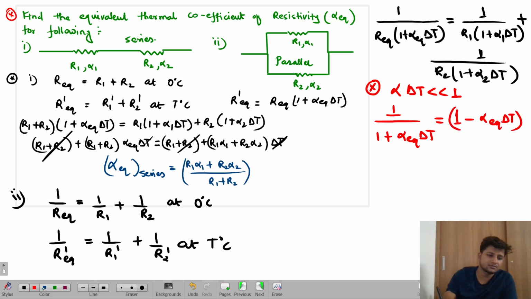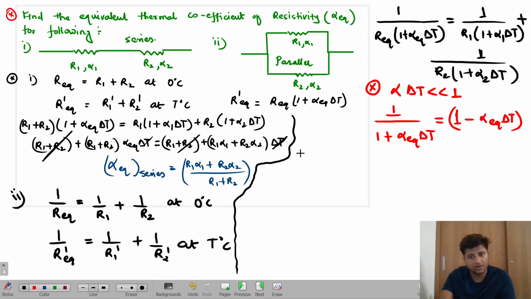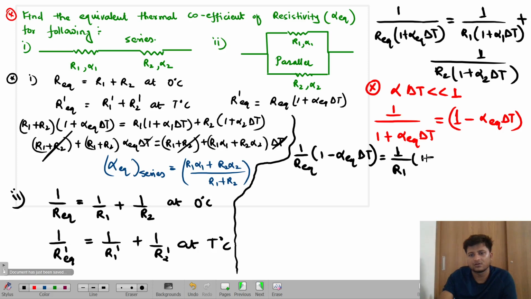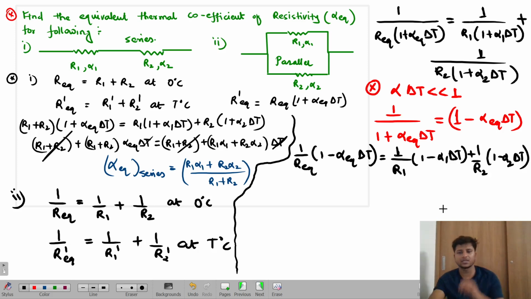Is that clear? So the equation becomes what? Simple, the numerator becomes 1 by R equivalent into 1 minus alpha equivalent delta T is 1 by R1 into 1 minus alpha 1 delta T plus 1 by R2 into 1 minus alpha 2 delta T. Is that clear or not?